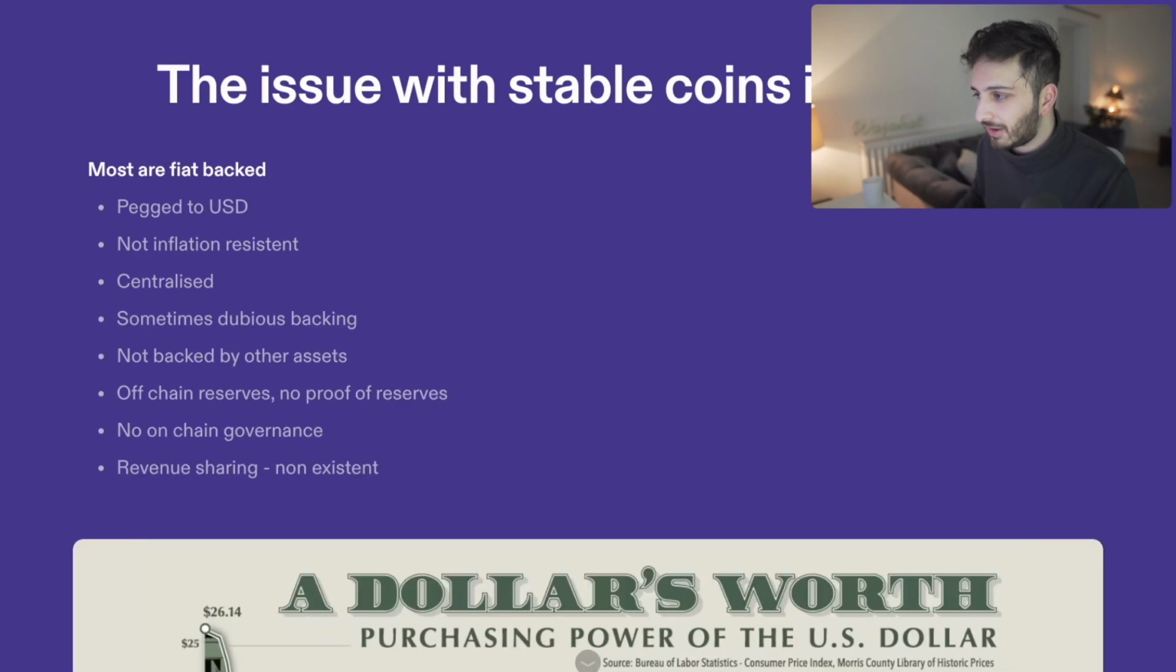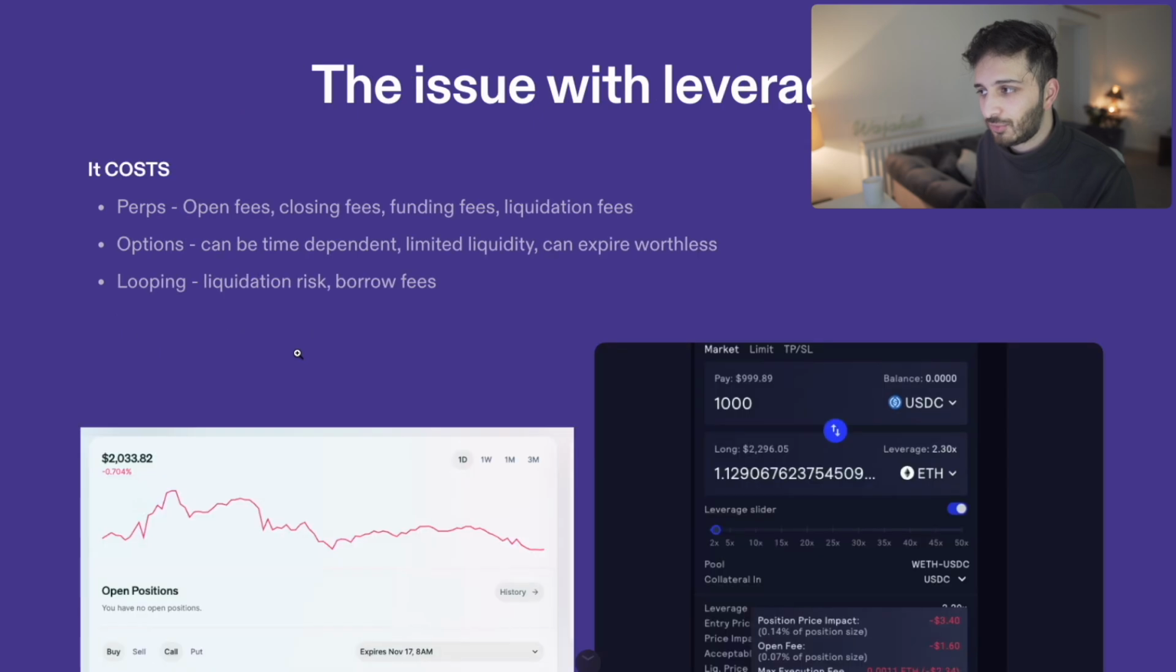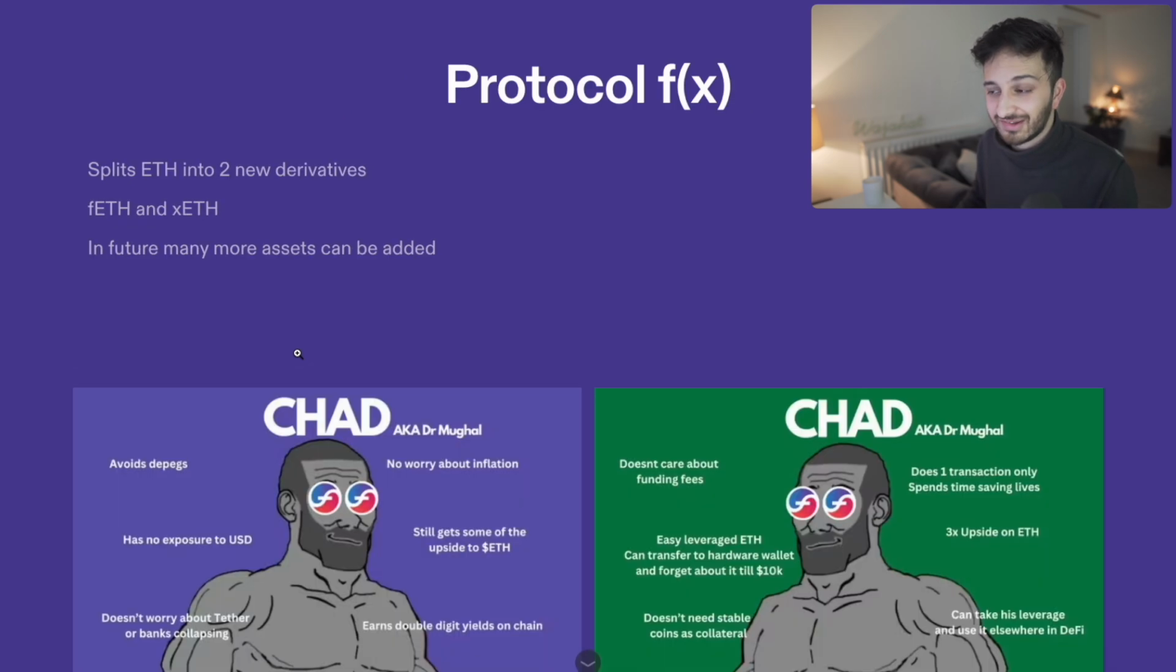So all in all, we've talked about the issues with stablecoins that we have in crypto, and we've talked about the issues that we have with leverage in crypto, particularly on chain via these three different options. Let's talk about Protocol FXN and how Protocol FXN is trying to solve this. So, Protocol FXN, what is it? Well, it's a derivative protocol.